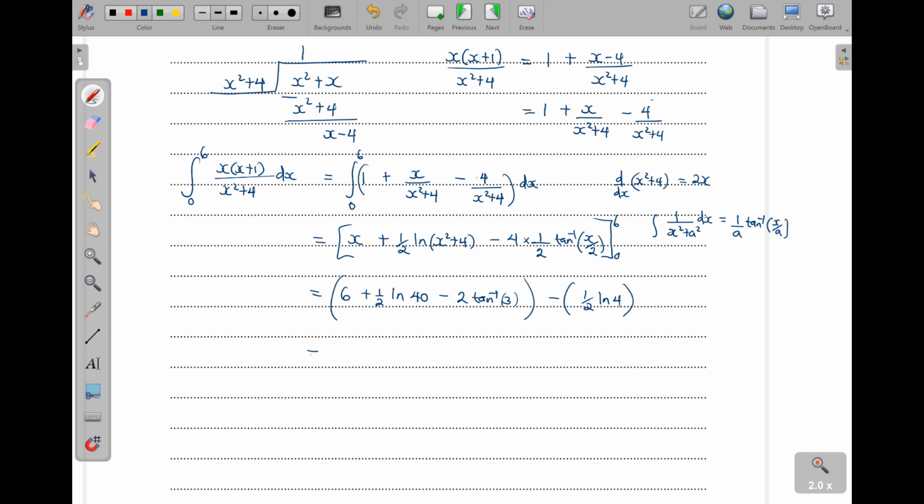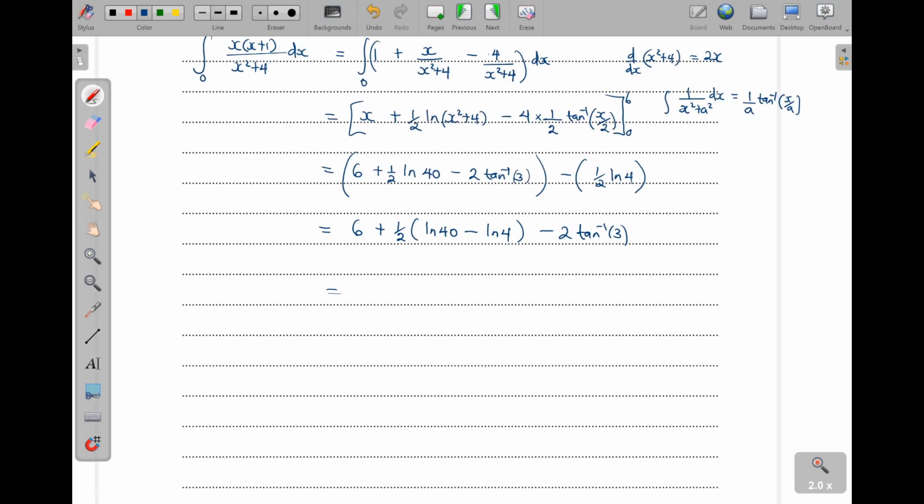So we have that. Then we shall have 6 plus a half is common. I can say natural log of 40. Then minus natural log of 4. Okay, this one here, then there is minus 2, the arctan of 3. So simplifying this one can be 6, then plus a half, natural log of 40, divide by 4 using the rules of logarithms. When we are subtracting logarithms to the same base, we divide the powers. So 40 over 4, that is 10. And then minus 2, the arctan of 3.